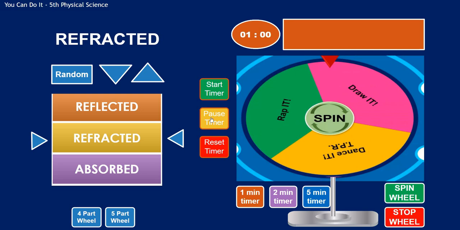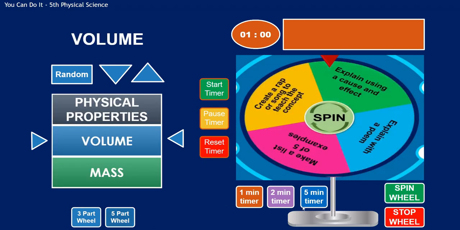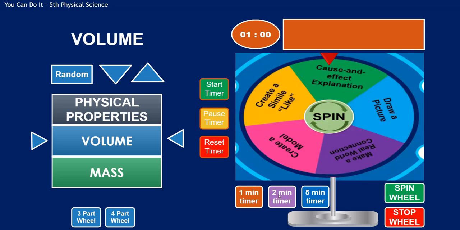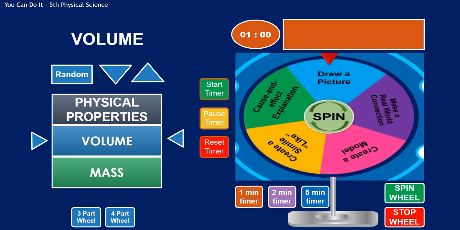Okay. And so this one is our TPR, you can do it, physical science. And we've got our 4-part wheel. We have our 5-part wheel, and y'all are able to use those like that. All right.